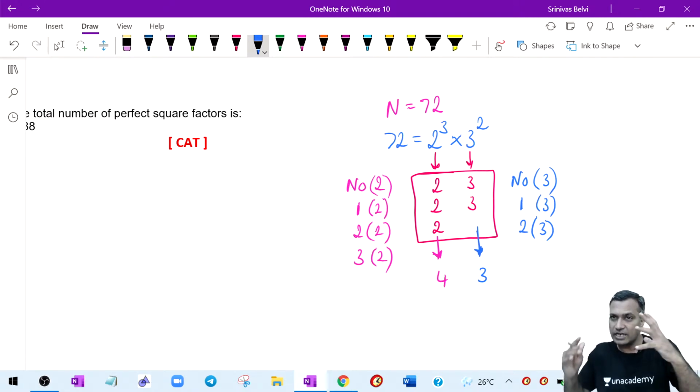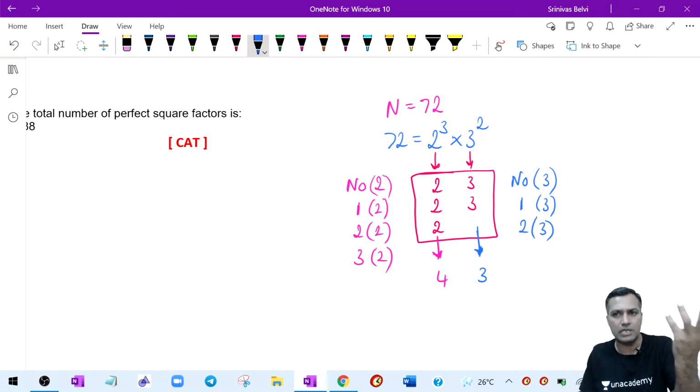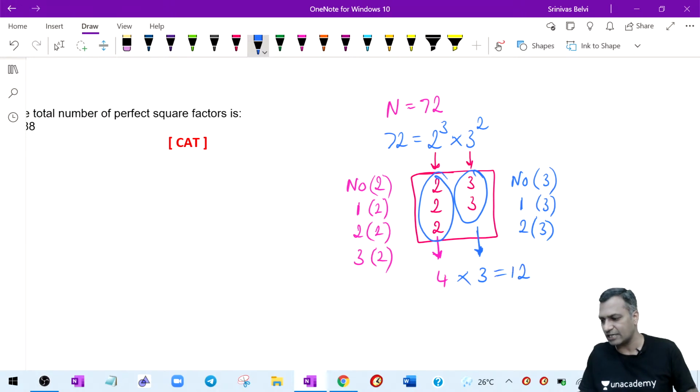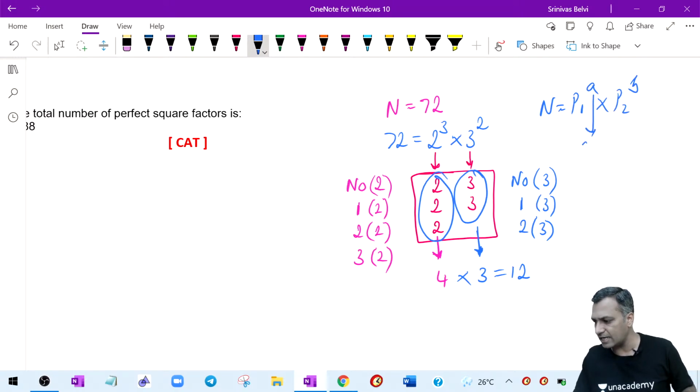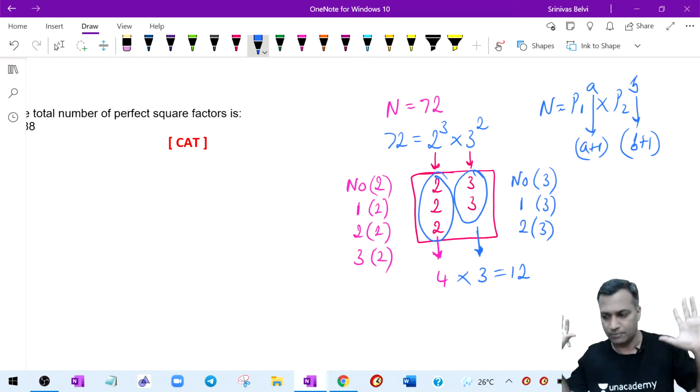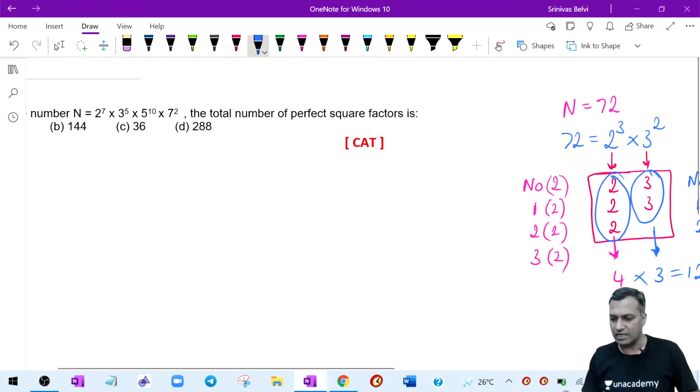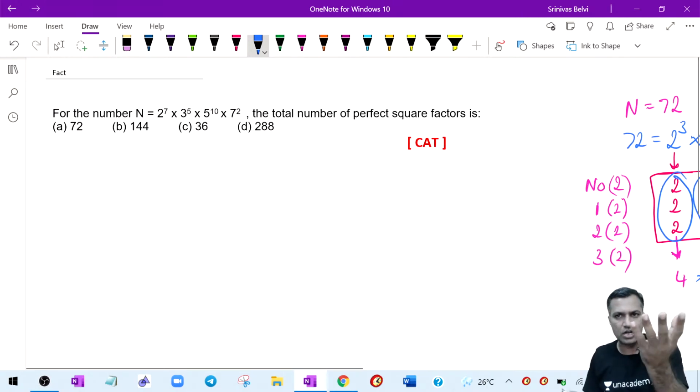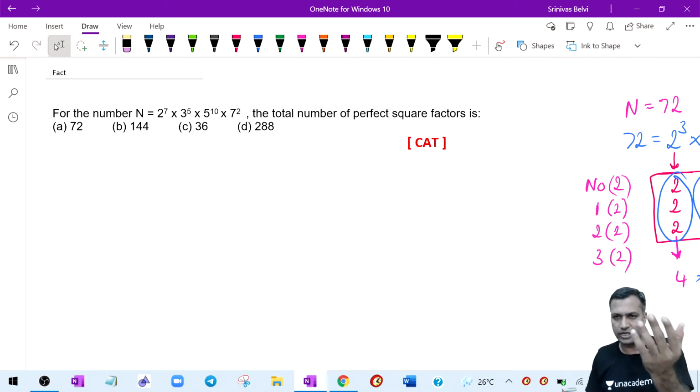Therefore, how many ways can you deal with a combination of cards? Fundamental principle of counting: I have to deal with 2's and I have to deal with 3's. Therefore, 4 into 3 is equal to 12. This is what you wrote: if n can be written as prime 1 raised to power a, prime 2 raised to power b, you looked at this a and said a plus 1, and you looked at this b and called it b plus 1. Fair enough. This is the concept of the fundamental principle of counting, in which we are counting the cards, counting how many factors.